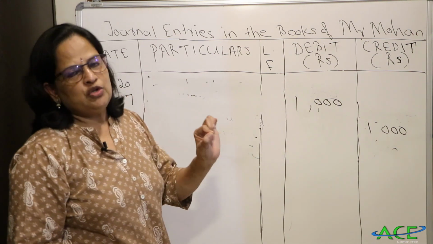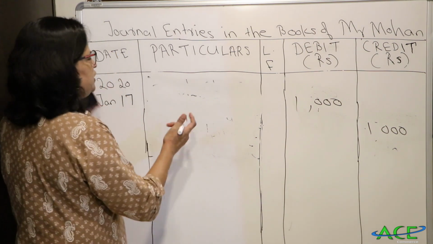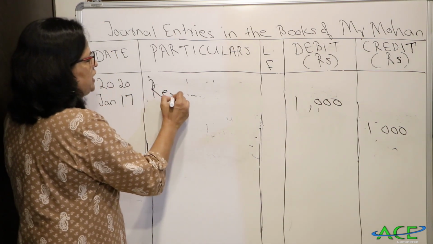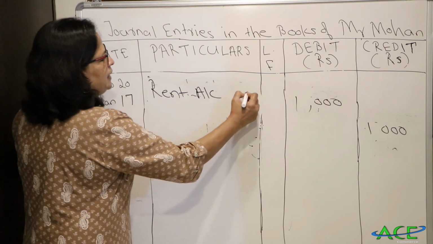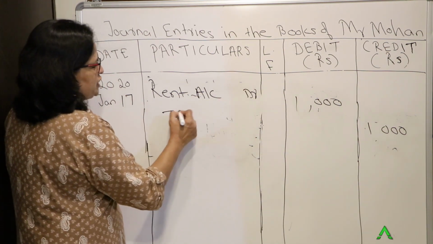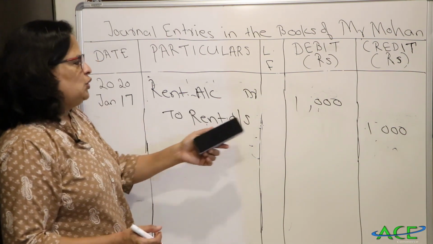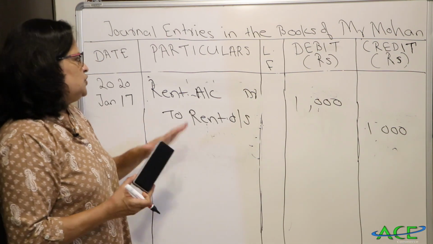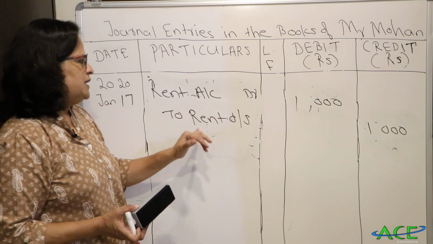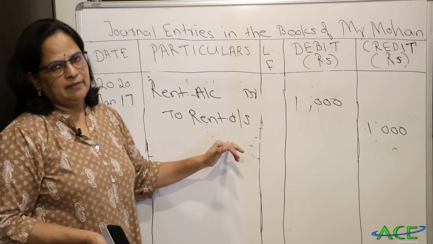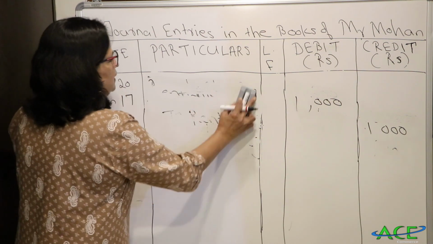So that is rent outstanding. Salary outstanding you wrote; same thing if you write rent outstanding. Rent account debtor to rent outstanding. So the same journal entry, the value is 1000 itself. So this is how you will write. Rent is an expense, rent outstanding is a personal account. So this is the next transaction.